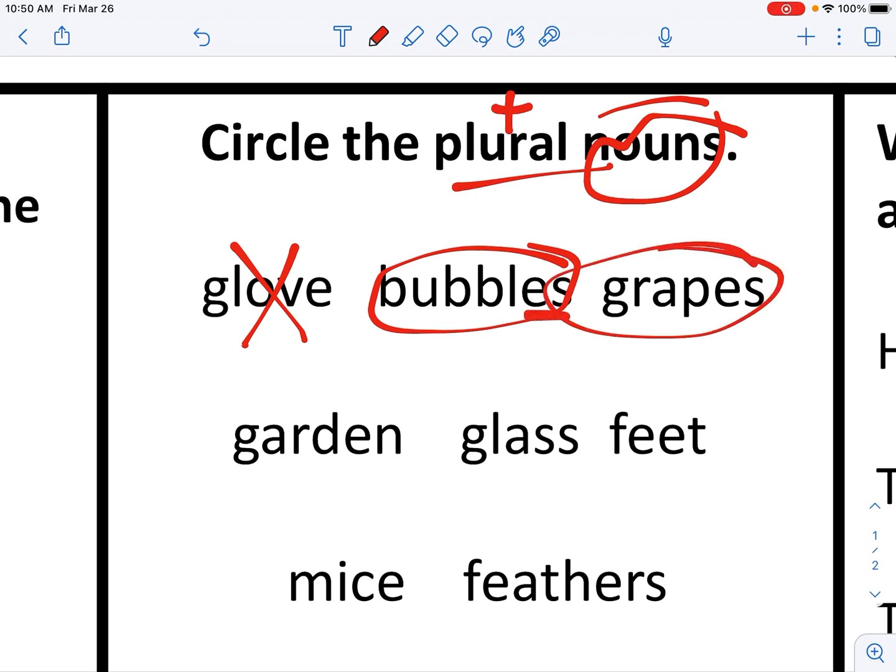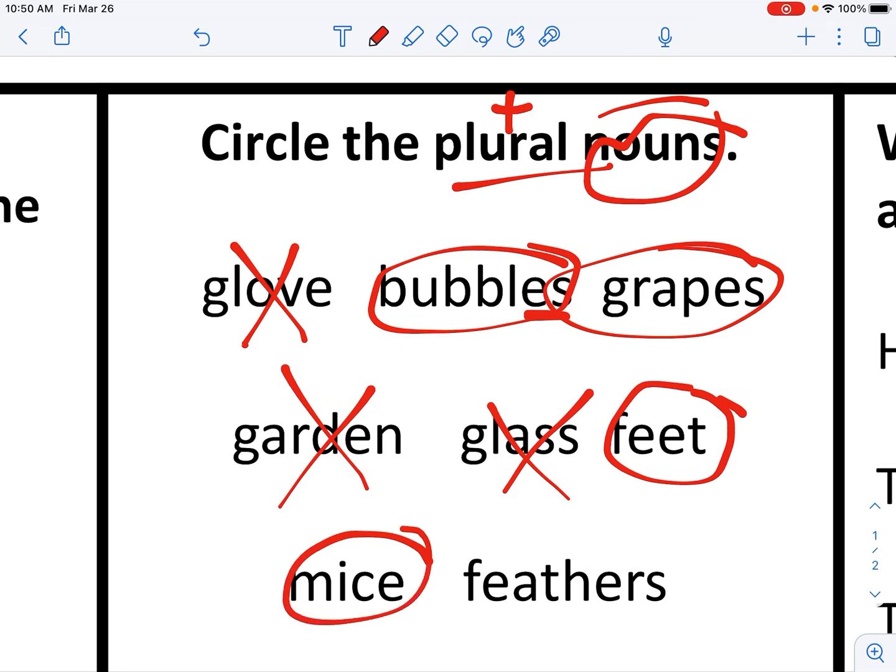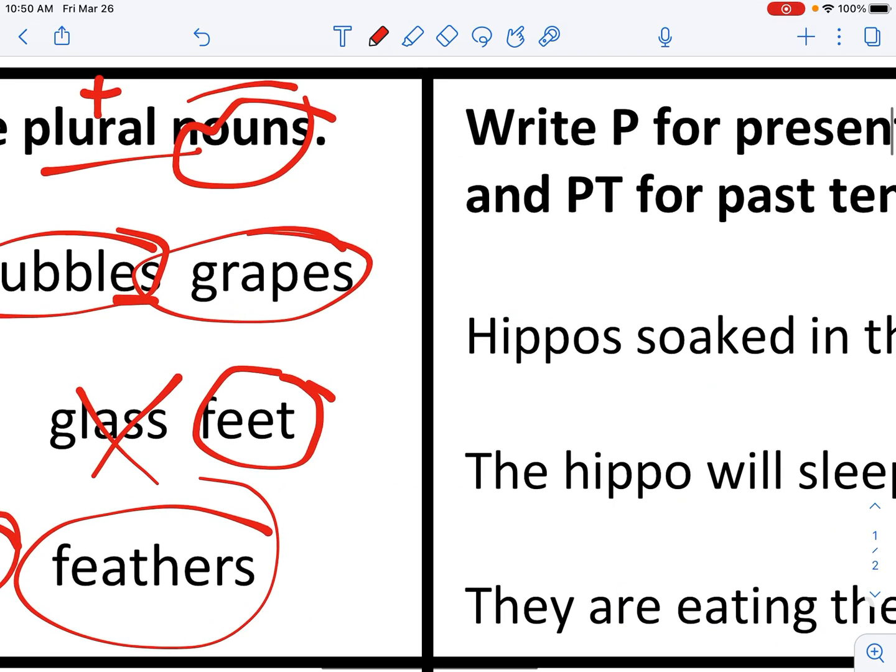Garden. Is that more than one? No. Glass. Is that more than one? No. Feet. Is that more than one? Yes. Mice. Is that more than one? Yes. Feathers. Is that more than one? Yes. Those are the plural nouns. Make sure you have them circled. Remember, you're starring it if you get it right.